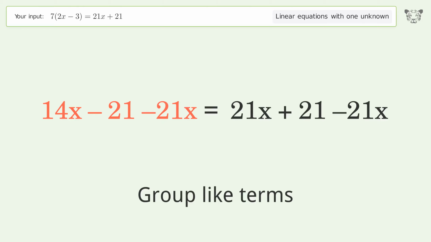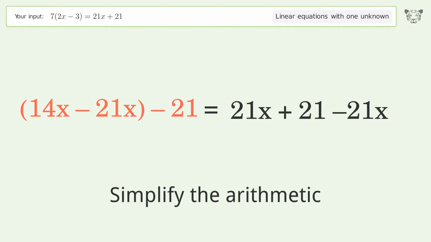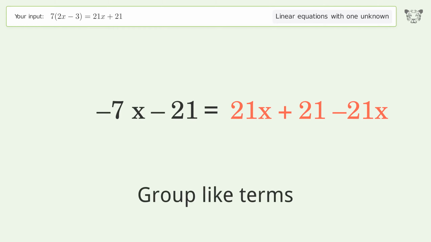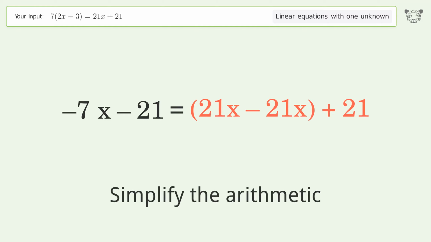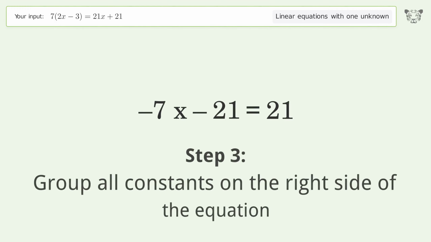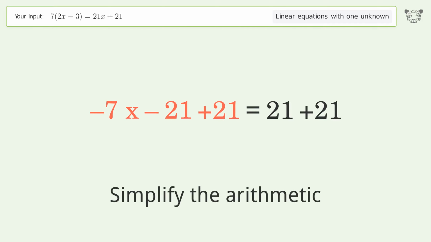Group like terms. Simplify the arithmetic. Group like terms. Simplify the arithmetic. Group all constants on the right side of the equation. Add 21 to both sides. Simplify the arithmetic.